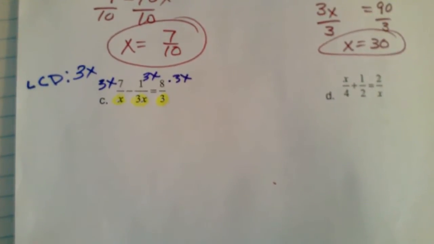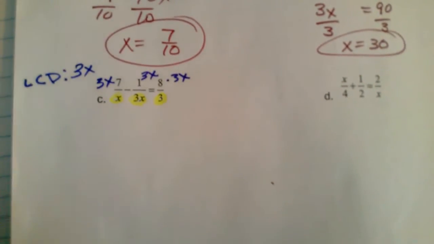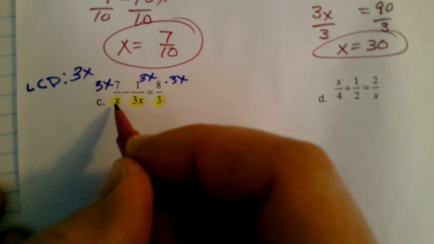Okay. Again, I don't like fractions. You don't like fractions. Let's get rid of our fractions. So we multiply everything by that LCD. And then all of the denominators are going to disappear.